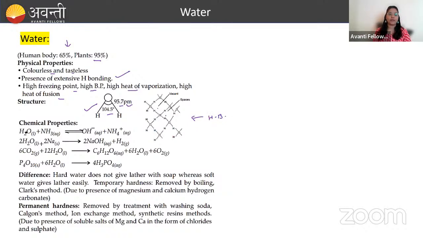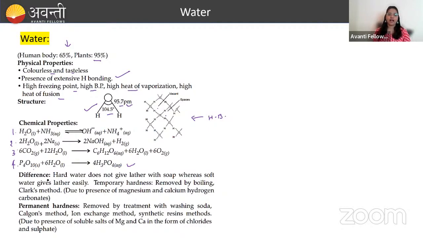Next, when we talk about the chemical properties of water, the first reaction is with ammonia. The second reaction is with sodium, and the third reaction is with CO2, and next is with phosphorus, in order to form phosphorus oxide and phosphoric acid. So these are certain chemical properties of the water molecule.